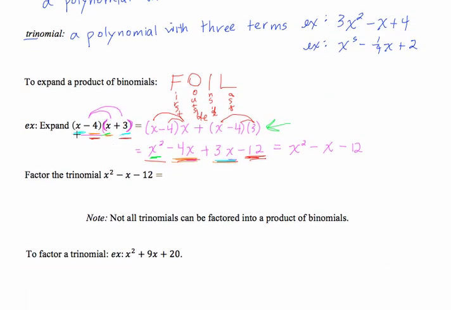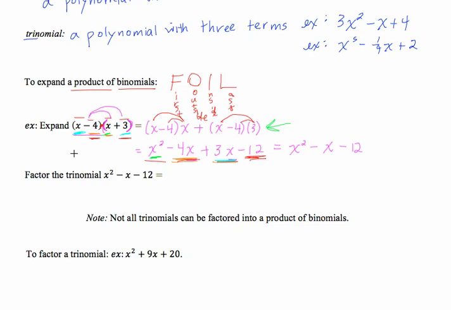Now that works if you have a product of binomials, meaning two terms and two terms, and they're being multiplied. So it'll always look like this, two sets of parentheses. Each set of parentheses will have two terms inside. Okay? So anyways, that's a review of multiplication.